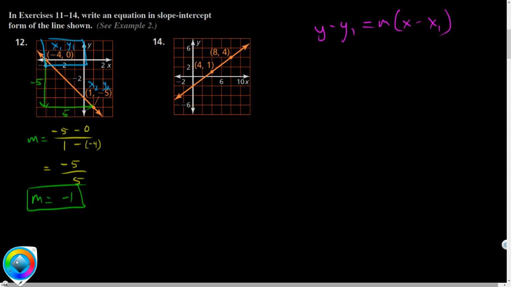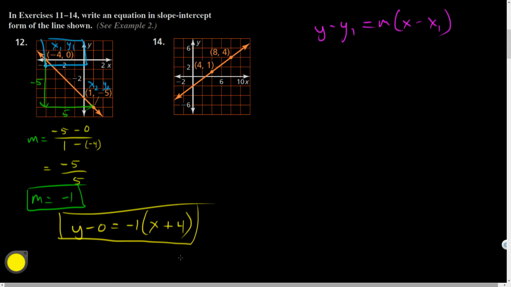So let's write the equation. This is going to be y minus 0 equals m, which I just found, is negative 1, or I read it off the graph, down 1 over 1, right? x minus x1. x minus a negative 4 is plus 4, so it's the opposite. So there's the equation of that line in point-slope form. If I used the other point, it would have been y plus 5 equals negative 1 parentheses x minus 1.